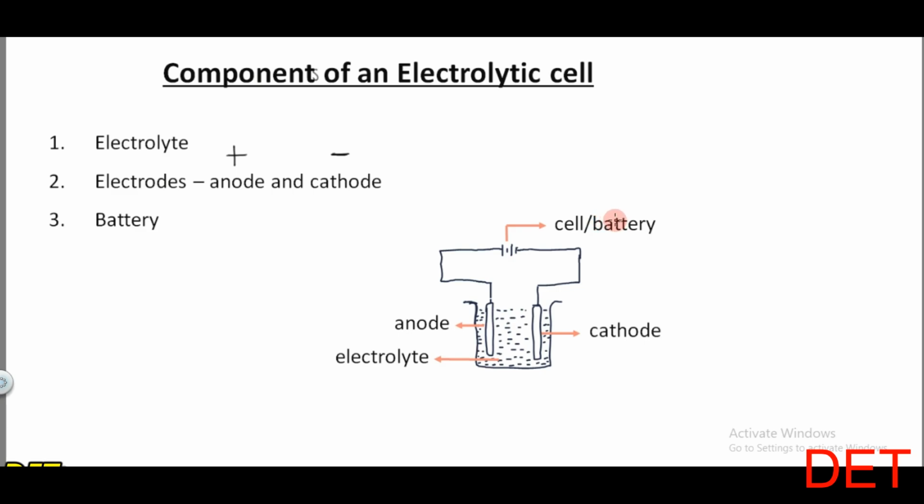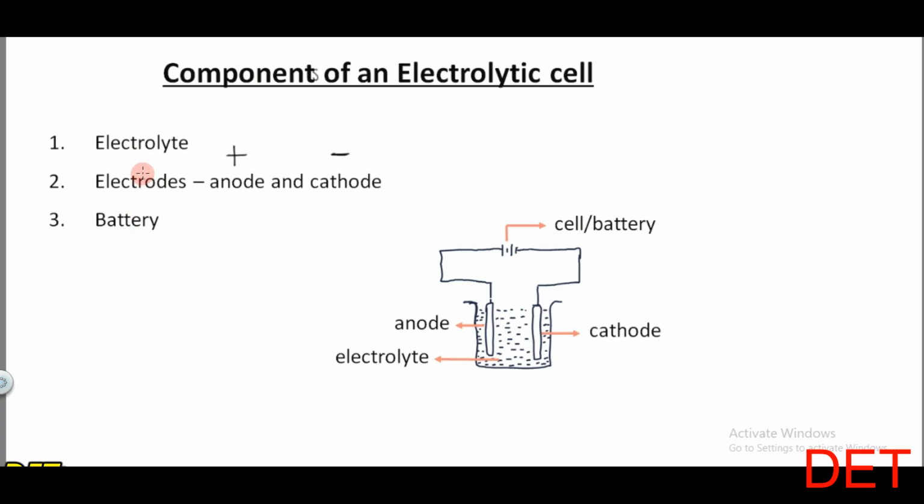So if I ask you what are the three major components of the electrolytic cell, you will tell me that we have the electrolyte, the electrodes, which are made up of the anode and the cathode. The anode is the positive electrode, the cathode is the negative electrode, and the battery. These are the three major components of the electrolytic cell.